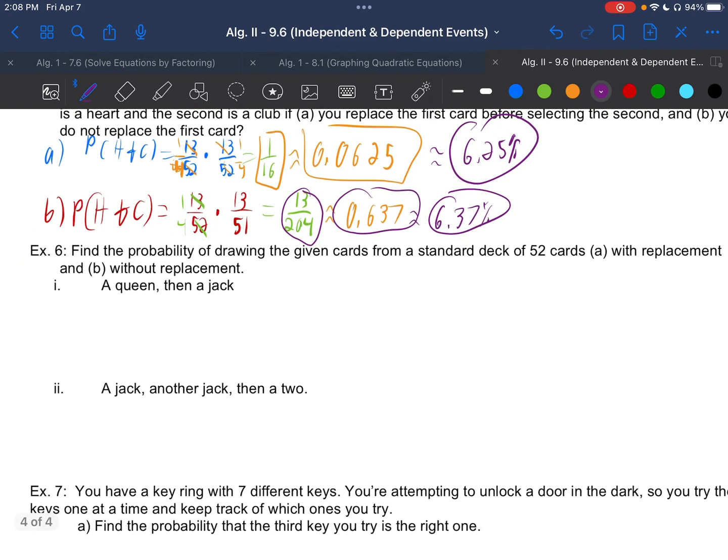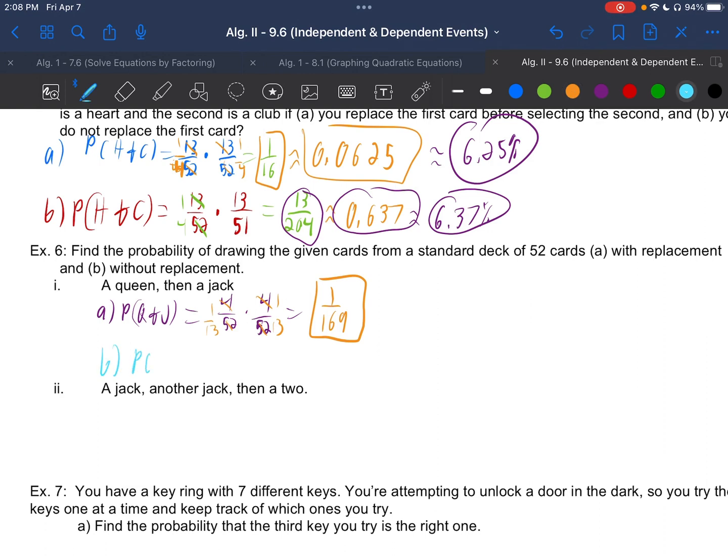Example 6. I want you to try these two examples for A and B on your own. So the probability of drawing the given cards from the standard deck of 52 cards, first with replacement and then without replacement. So A, probability that you draw a queen, then a jack. If you replace it, the probability of getting a queen, there's 4 out of 52 of them. The jack, you put the queen back, there's still 4 out of the 52 cards. Reducing 4 and 52 to 1 and 13, you end up getting 1 out of 169, which, once again, you can leave like that or put in a decimal or a percent.